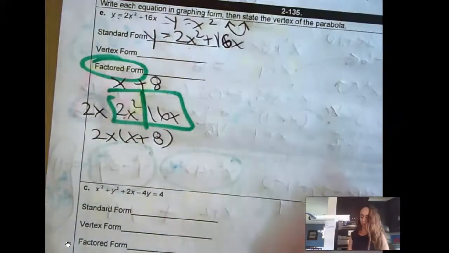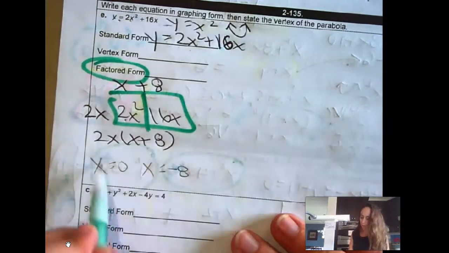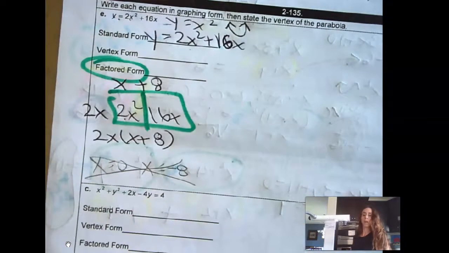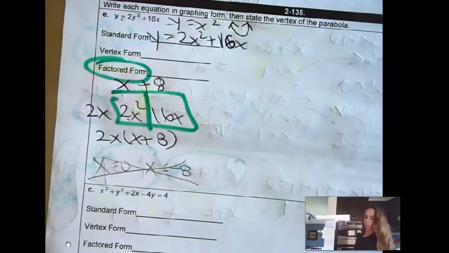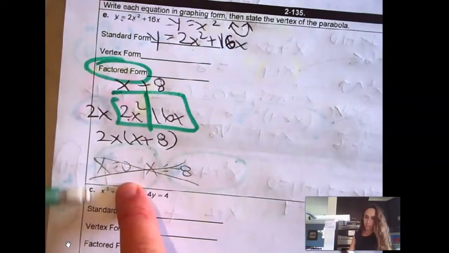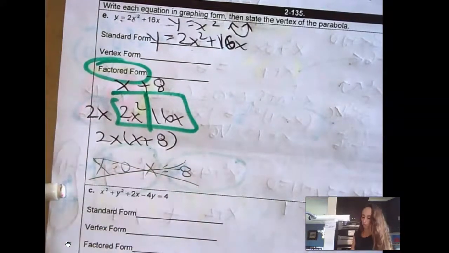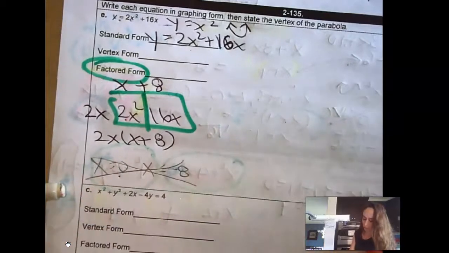And if you go, okay, then you set it equal to 0, and you get x equals 0, x equals negative 8. No, I'm not solving. I'm putting it in a different form. So this is the same thing, it's just a different form. This is the x-intercept. This is the x-intercept. These are the zeros. But that's not what I asked for. It doesn't say solve.